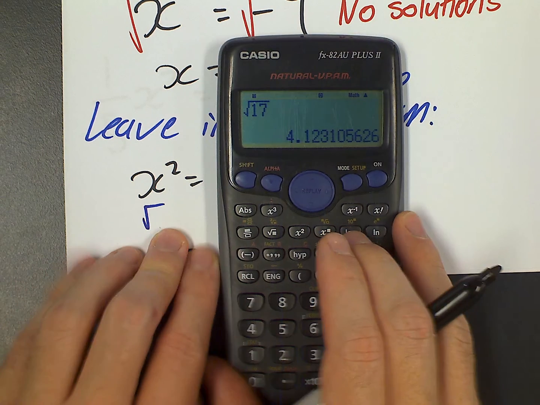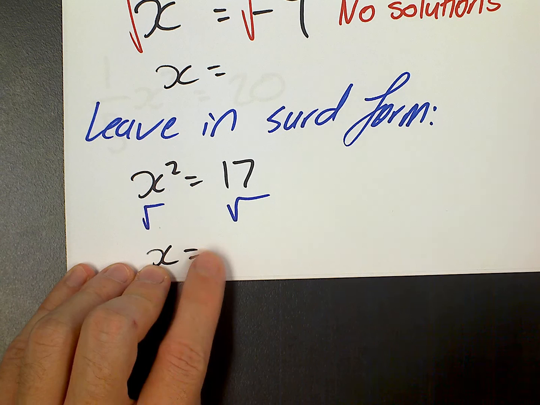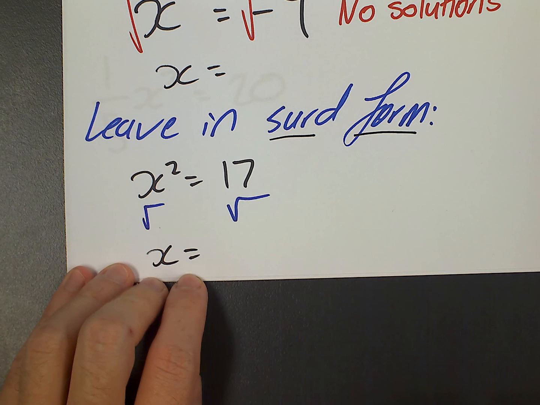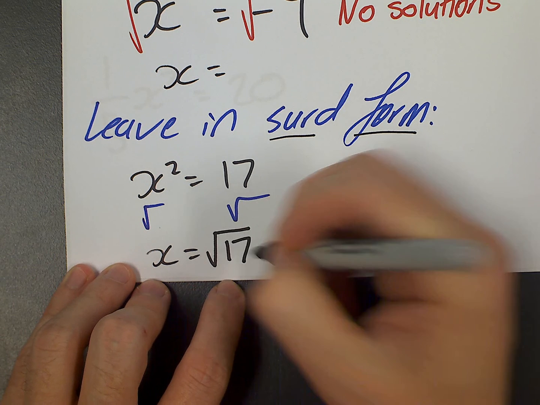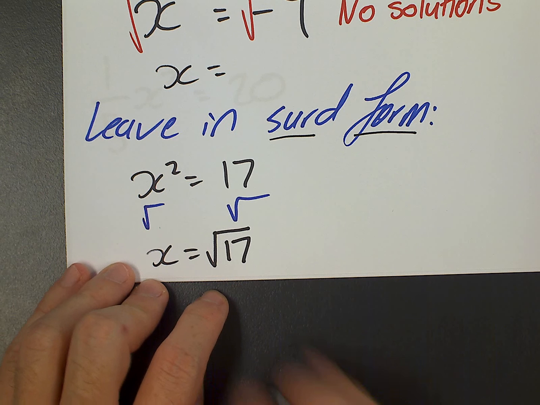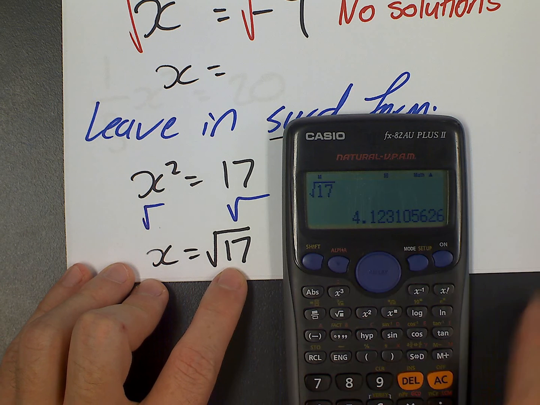There we go. So the way we want to leave it in is we want to leave things in surd form. What that means is square root form. So we're leaving stuff as a square root. So we're going to leave this as the square root of 17. Now it looks like it's half done, and it kind of is, but this is much more accurate than getting this number and rounding it.